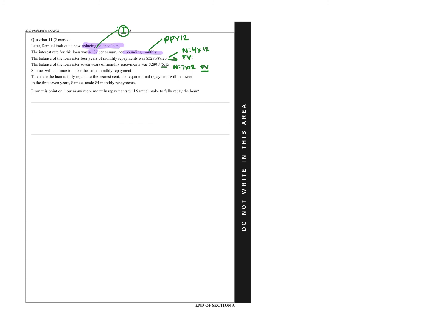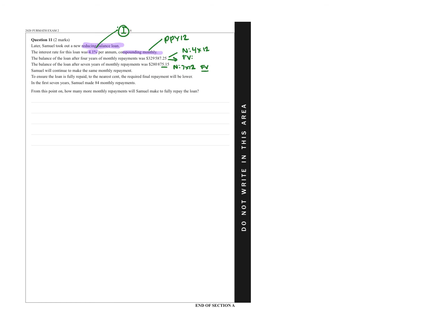Sam will continue to make the same monthly payments. To ensure the loan is fully paid to the nearest cent required, the final repayment will be lower. The first 7 years, Samuel made 84 monthly repayments. From this point, how many monthly repayments will Samuel make to fully repay the loan?